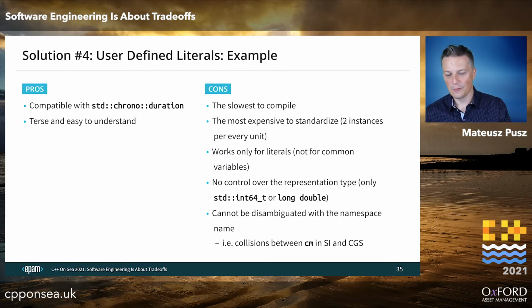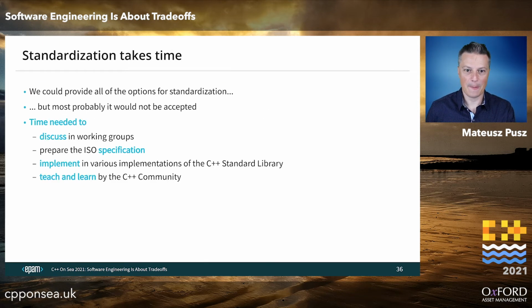Of course, you may say, well, if you provide all of this in the library and you already implemented this one, then just provide everything for the standard, right? But no, this is not a good solution, right? Standardization takes time. Time is needed to discuss stuff in the working groups, to prepare the ISO specification, to implement by all of the vendors in the standard library, and then for the trainers and for engineers to teach and learn, right? If there will be 4 ways to do so, probably it will not be the best solution.